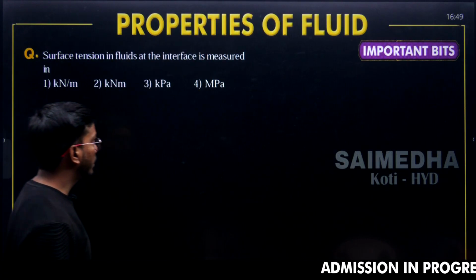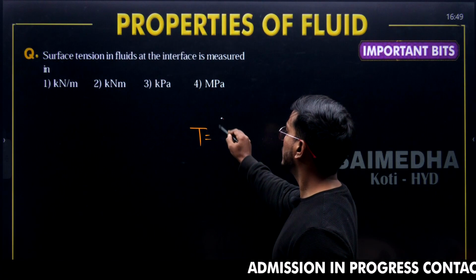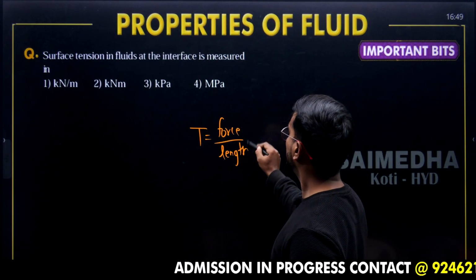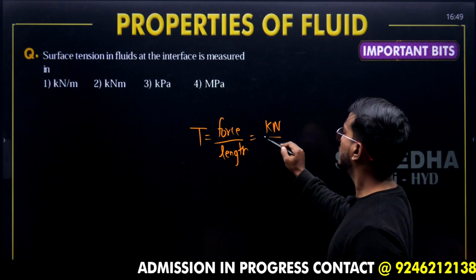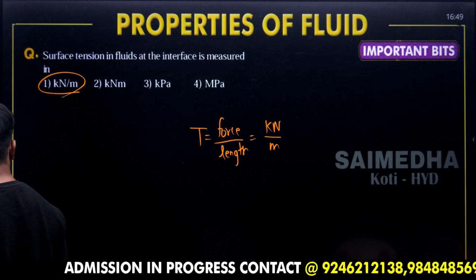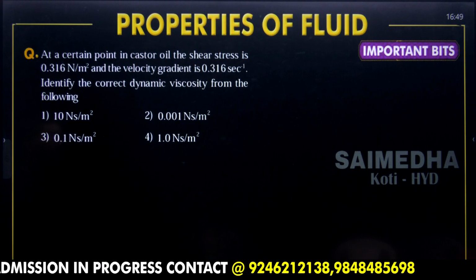Surface tension in fluid at the interface is measured in. What is the formula for surface tension? Force by length. Force is in Newton or kilonewton. This is in meter. Kilonewton per meter. So this is the correct answer. Go through it. Moving on to the next question.